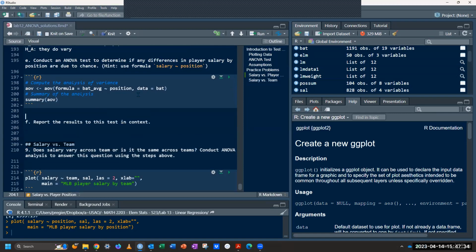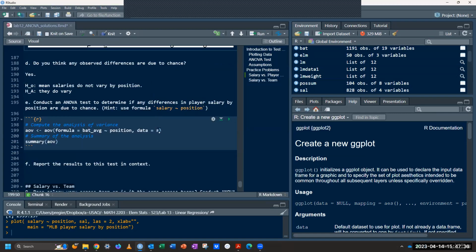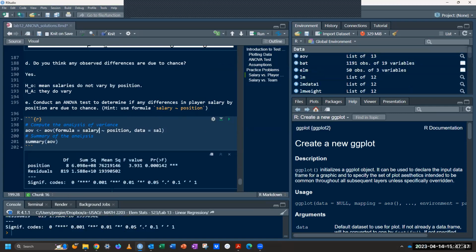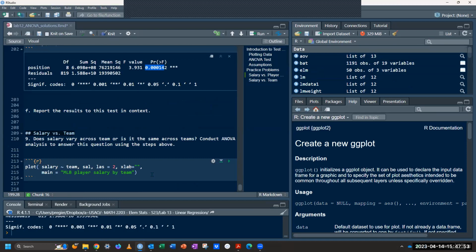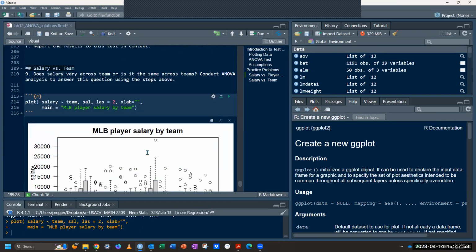Okay, so here's what changes: we got a different data set, salary, and our formula here, instead of looking at batting average versus position, we're looking at salary versus position. There's our analysis of variance. And there's our p-value. So you can interpret that. P-value getting so small.